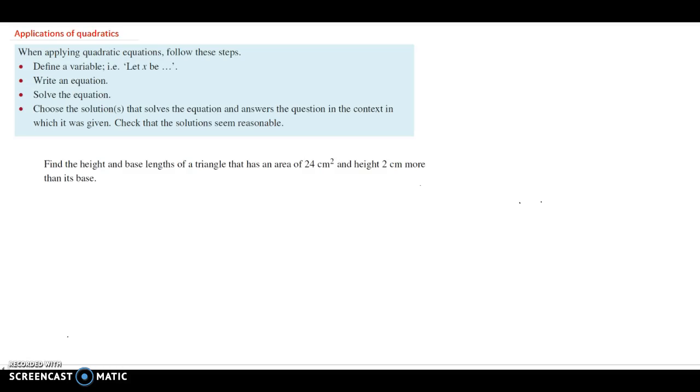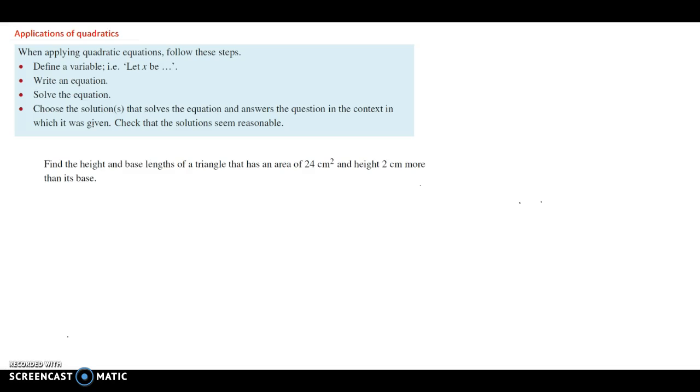This lesson we'll be looking at some applications of quadratics. Now, when we are applying quadratic equations, there's a few key things that we want to do. The first thing is to define a variable. So let x be something depending on what the question's asking. Then we need to write out an equation, then solve the equation, and the final step is actually to check that the solution you've got solves the equation in the context of the question.